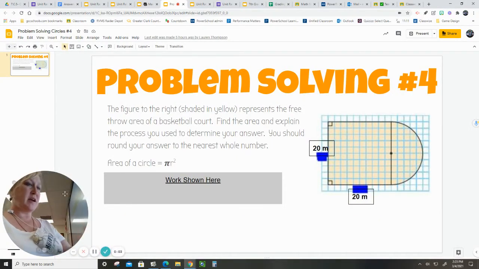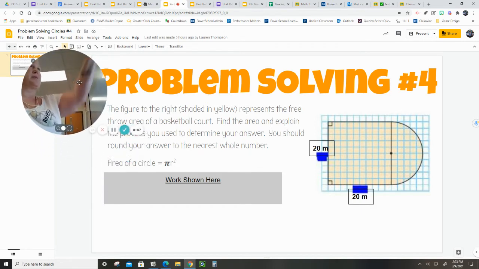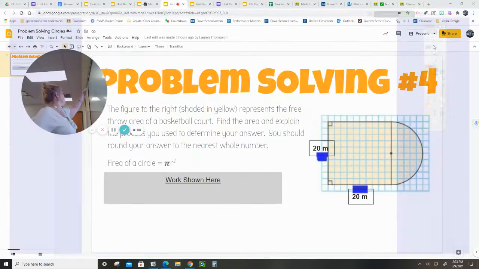Okay, today we are going to practice for the upcoming circle test that I believe is next week or somewhere around there. We are doing problem solving number 4. This is an example of what's to come on the test, so the best way for you to study is to make sure that you know how to do these.